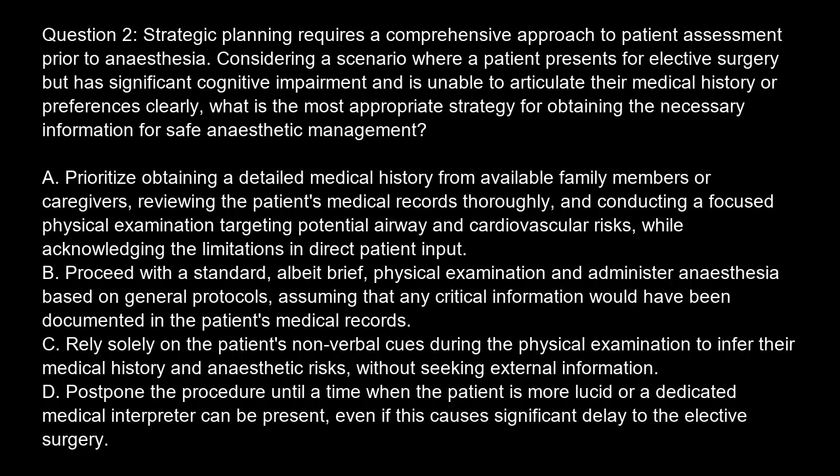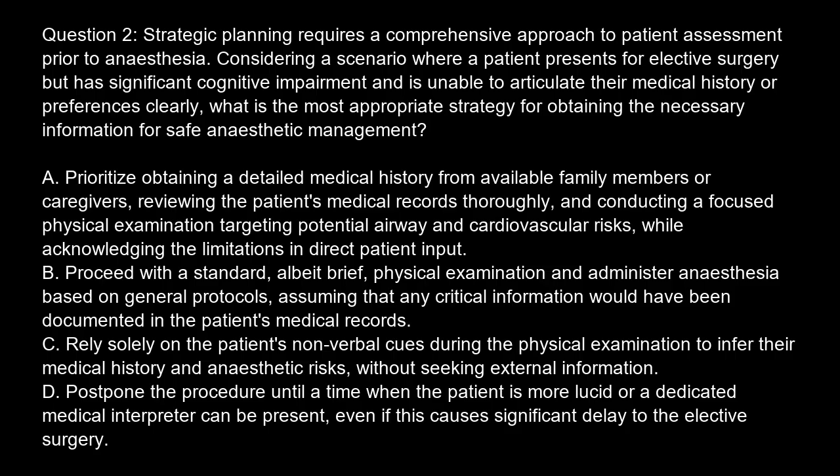patient presents for elective surgery but has significant cognitive impairment and is unable to articulate their medical history or preferences clearly. What is the most appropriate strategy for obtaining the necessary information for safe anesthetic management? Option A. Prioritize obtaining a detailed medical history from available family members or caregivers, reviewing the patient's medical records thoroughly, and conducting a focused physical examination targeting potential airway and cardiovascular risks, while acknowledging the limitations in direct patient input.